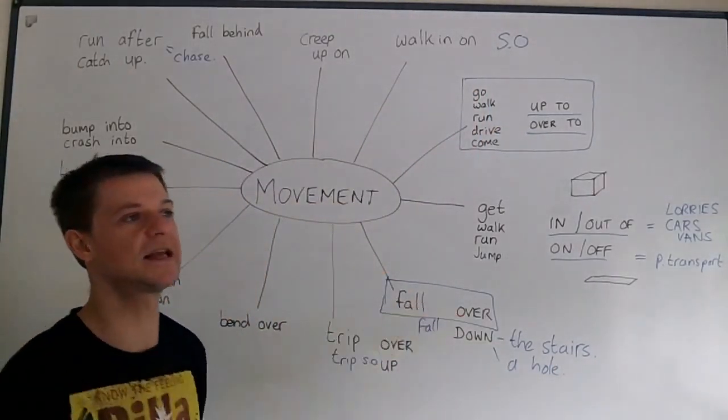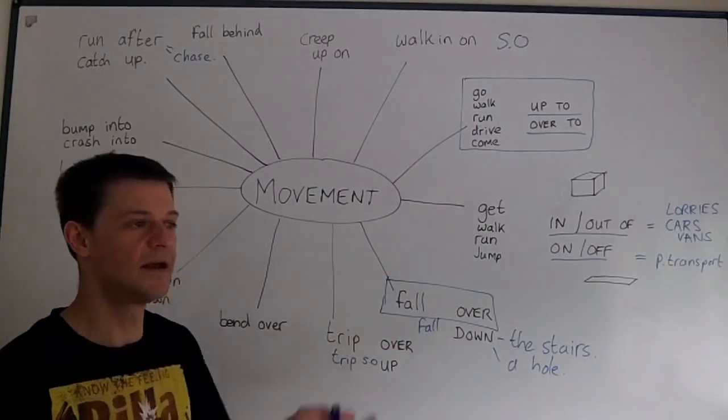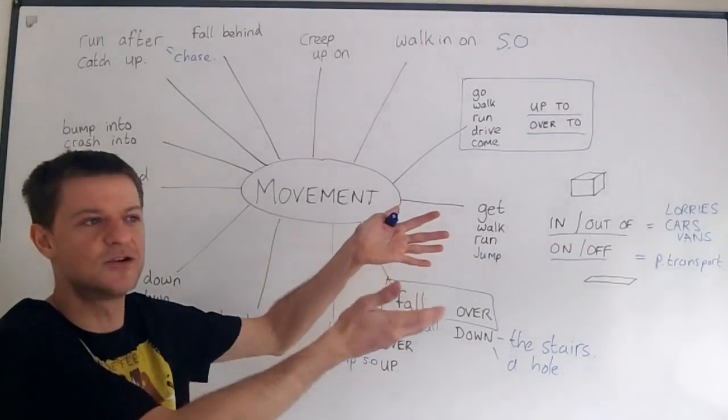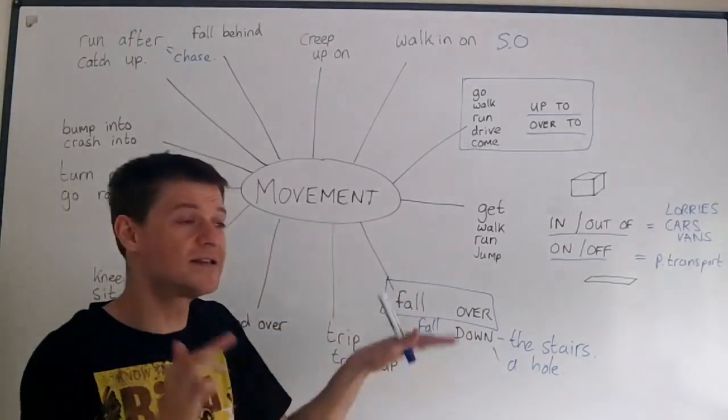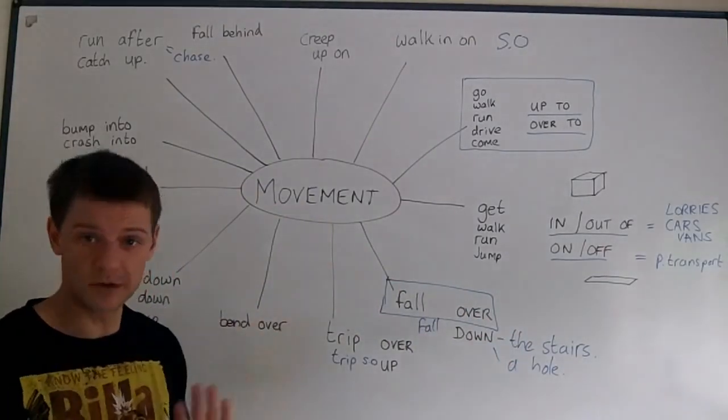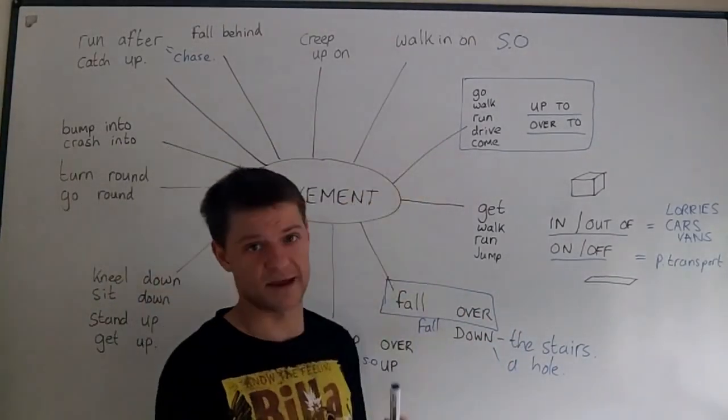Let's say you've got a teenage son, and he has his girlfriend. You don't know that he's in your lounge with his girlfriend. You walk in on them when they are kissing. They don't want to be disturbed, you walk in on them.